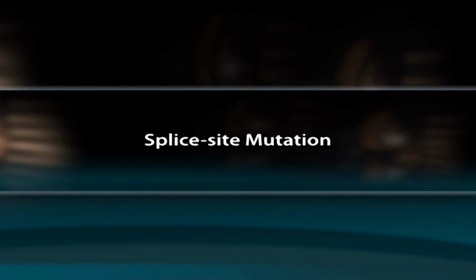Splice site mutation. The removal of intron sequences as pre-mRNA is being processed to form mRNA must be done with great precision. Nucleotide signals at the splice sites guide the enzymatic machinery. If a mutation alters one of these signals, then the intron is not removed and remains as part of the final RNA molecule. The translation of its sequence alters the sequence of the protein product.